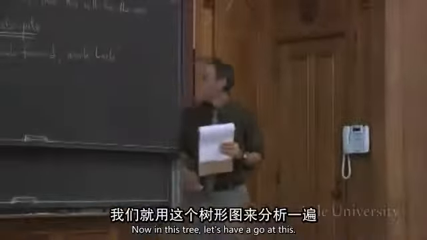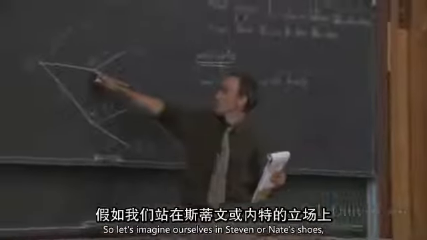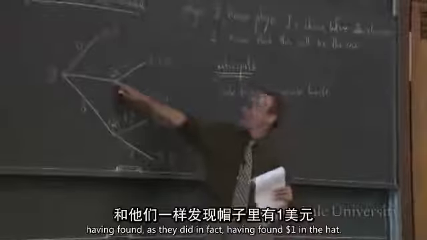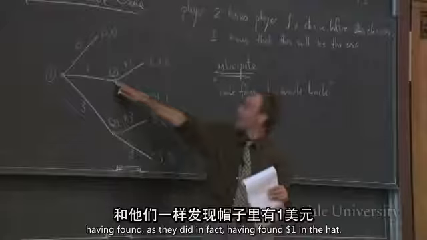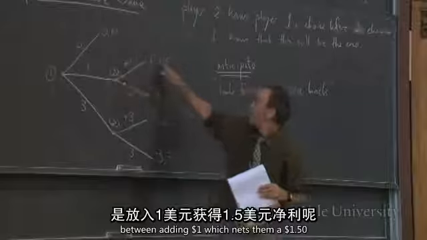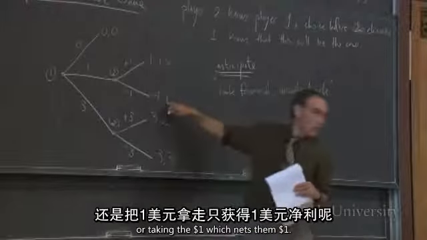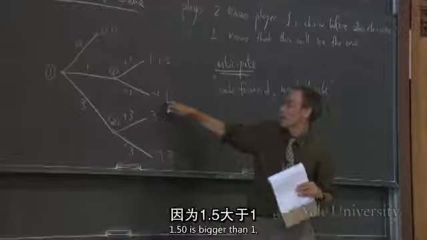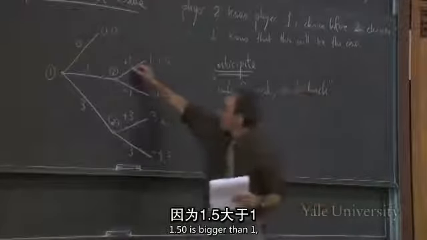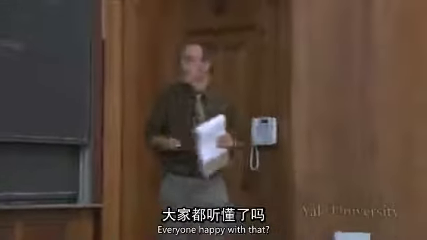Now in this tree, let's have a go at this. So let's imagine ourselves in Stephen or Nate's shoes, having found, as they did in fact, $1 in the hat. They then are making a choice between adding $1, which nets them $1.50, or taking the $1, which nets them $1. 1.50 is bigger than 1, so we think they're going to go this way. All right, everyone happy with that?